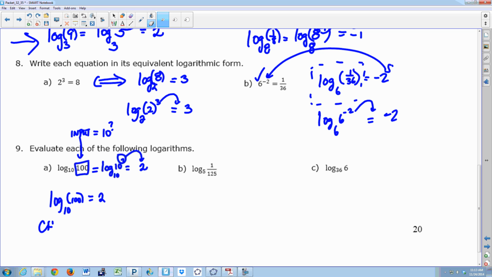How do I check it? I check it by doing the inverse. 10 to the second equals 100. Voila, I know I'm correct.